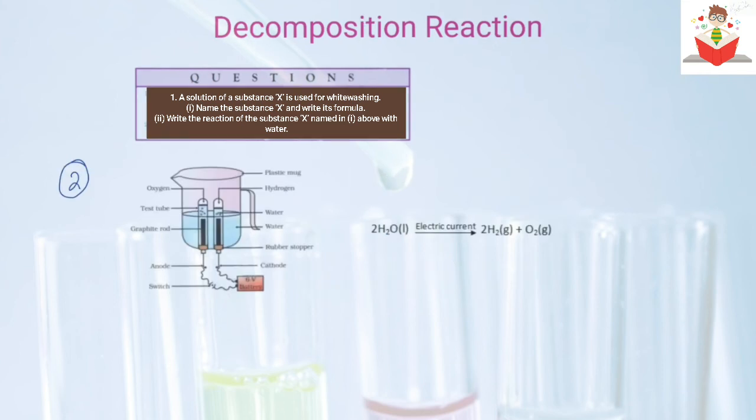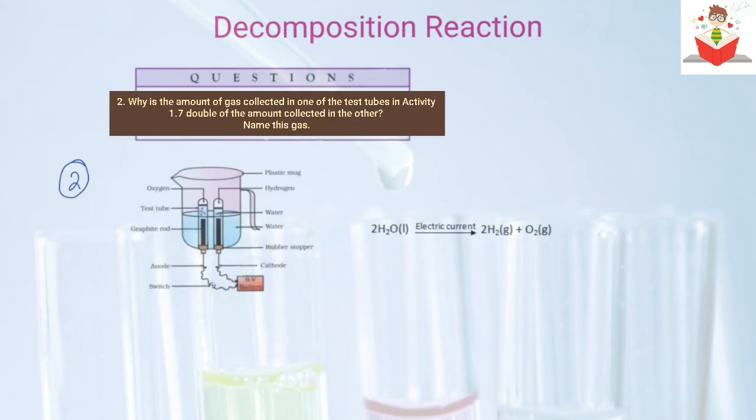Did you notice? During electrolysis of water, the amount of gas collected in both the test tubes is not same. This is because water contains 2 parts hydrogen and 1 part oxygen. Therefore, the amount of hydrogen and oxygen produced during electrolysis of water is in the ratio 2:1.